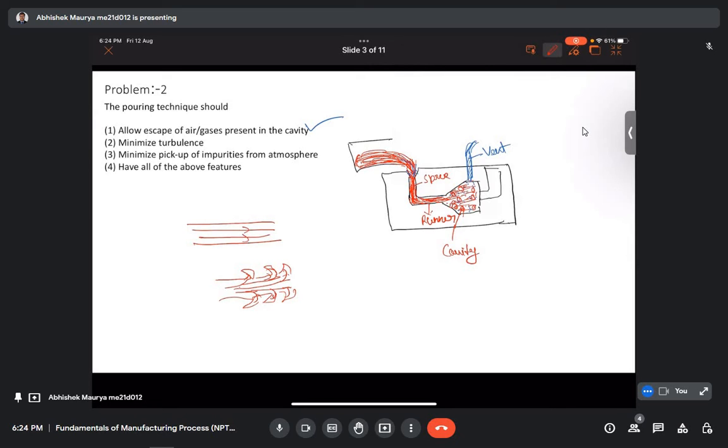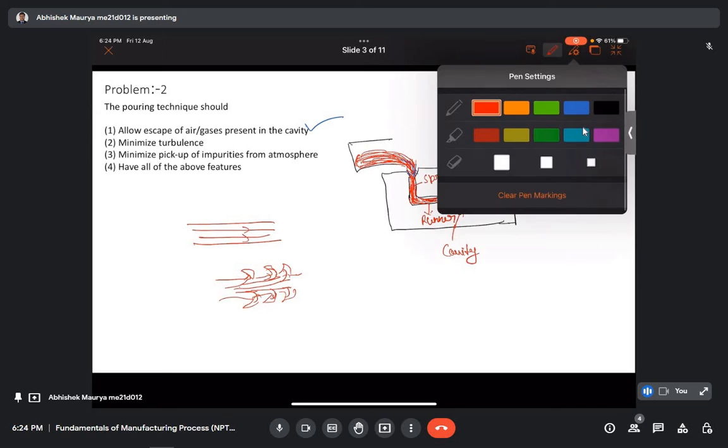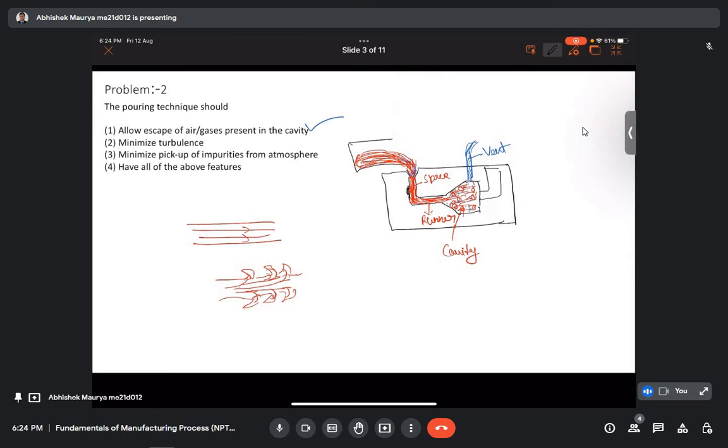But suppose the flow rate was higher, then there would be some turbulence in the flow, and because of that our mold walls get eroded or might get damaged. And because of this, the final casting which we would get would have defects. So we don't want turbulence during the metal flow inside the cavity. So it is true: minimize turbulence.